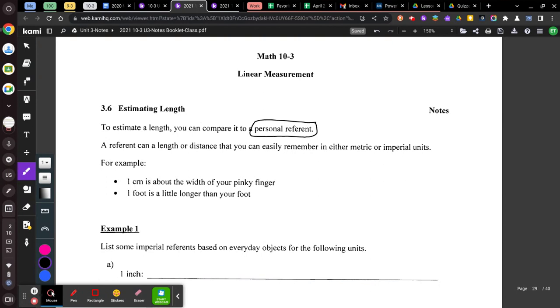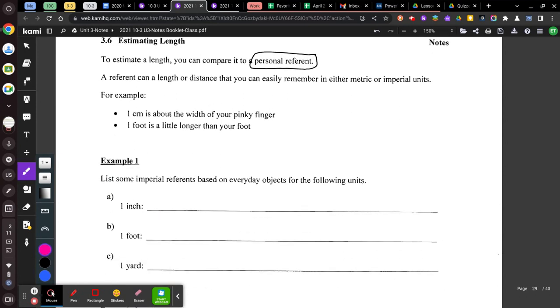So for example, we use parts of our body as a personal referent. That's why it's called personal referent. It can be the length of a distance, it can be metric or imperial. So 1 centimeter is about the width of your pinky finger. From side to side, the width all the way across is about 1 centimeter. Then a foot, like an actual foot, is a little bit longer than your real foot.